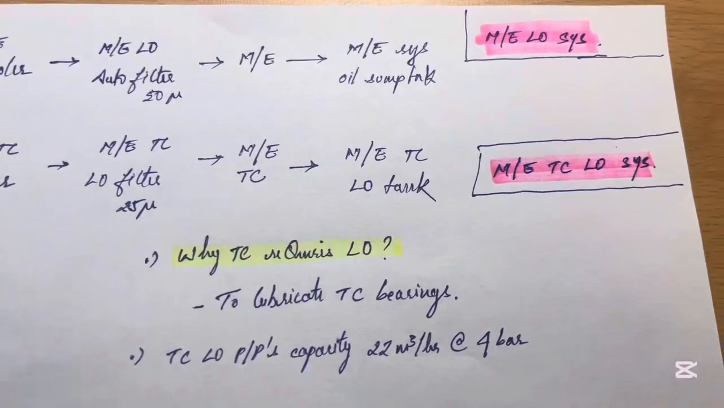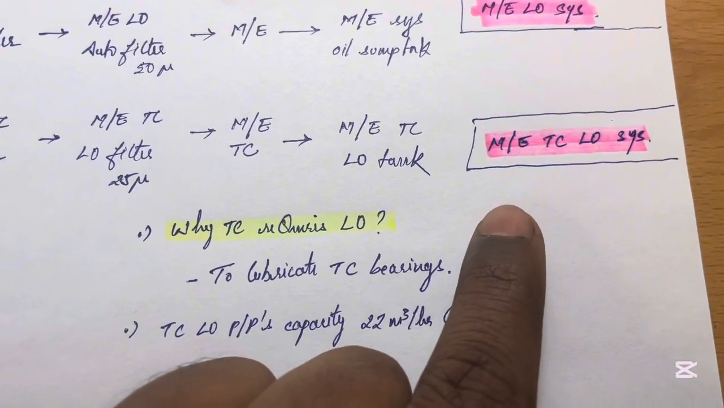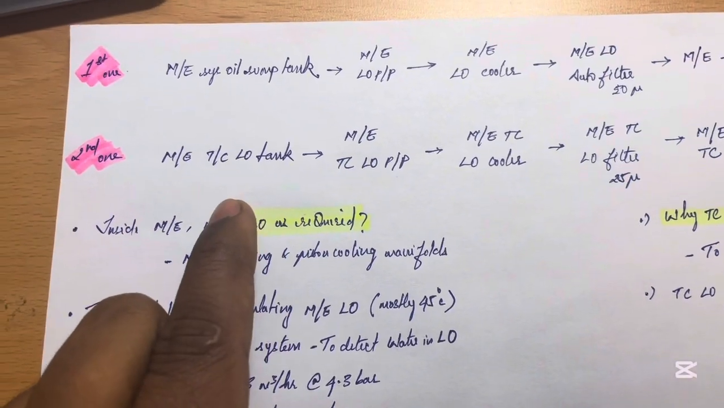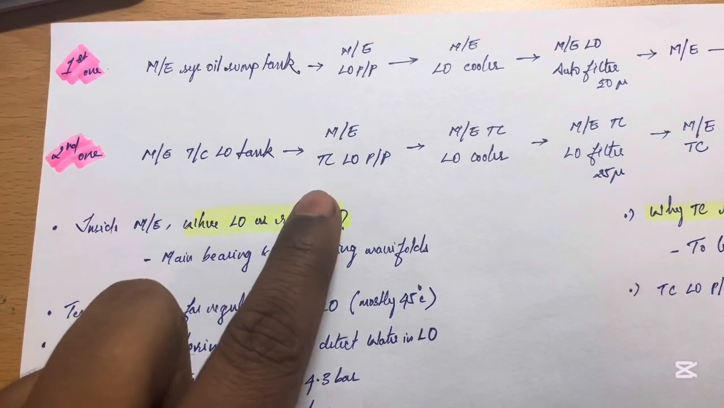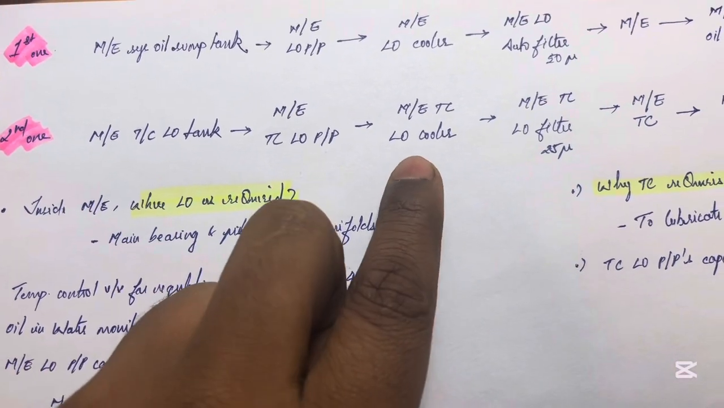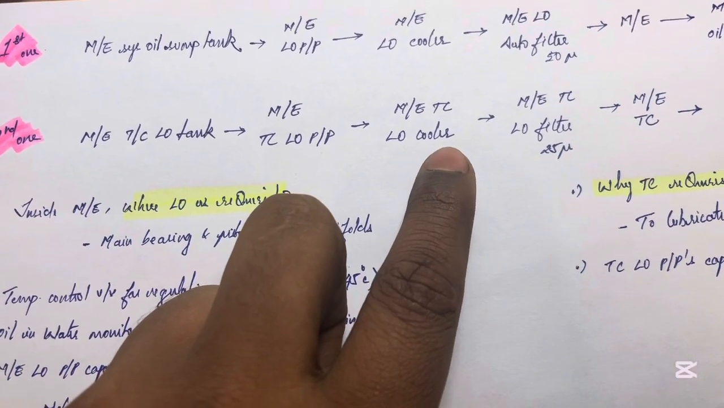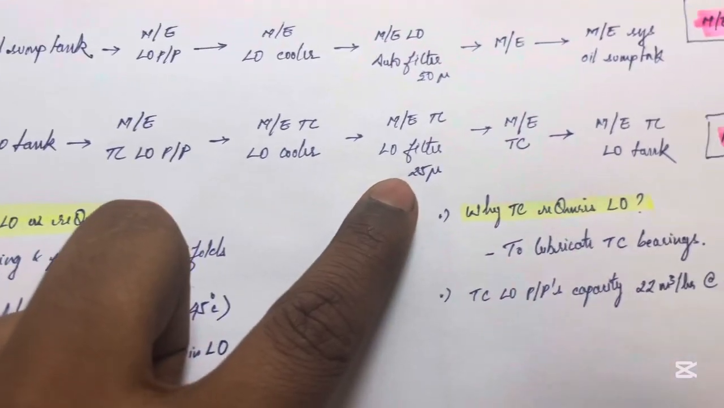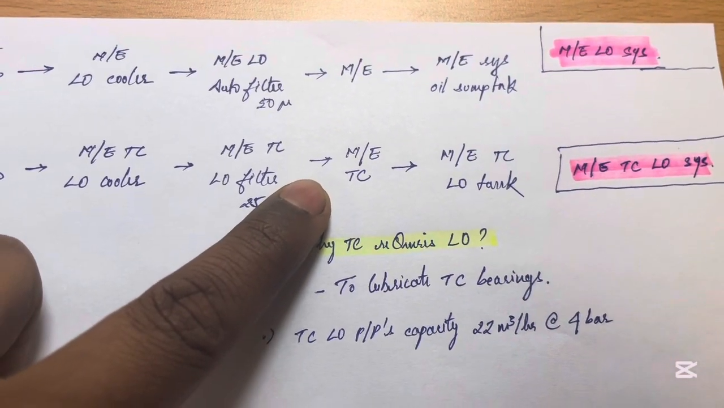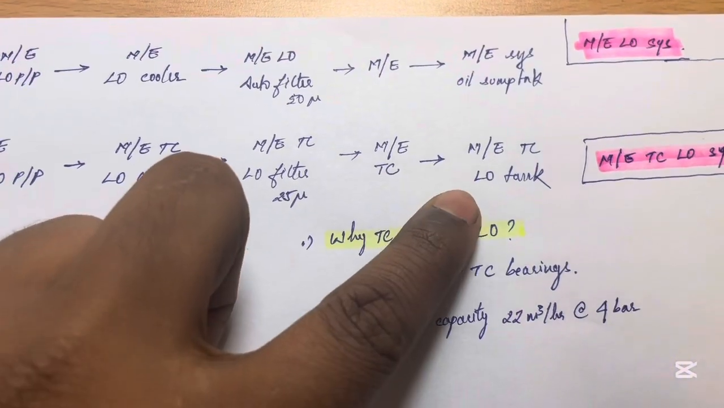Okay, similarly the second one, the main engine turbocharger lube oil system. Basically the flow works like this: from the main engine turbocharger lube oil tank, through the turbocharger lube oil pump, it is passed to a cooler, and from the cooler it is passed through a 25 micron filter, and from the filter it is passed to the main engine turbocharger, and from the turbocharger again to the lube oil tank.